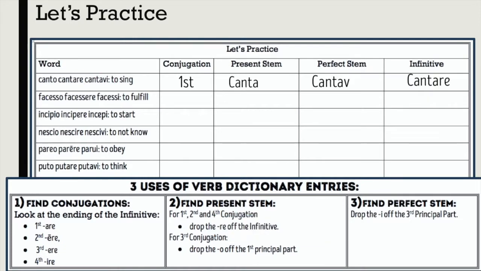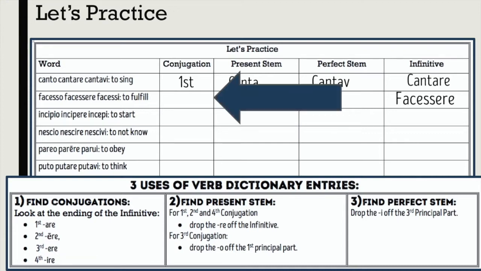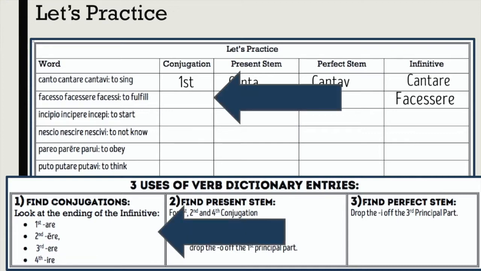All right, let's go down to our next one. Again, we're going to start with the infinitive. We're just going to copy down the second principal part into the infinitive box, and we get facere exactly letter by letter, because we need to know that the second principal part is the infinitive. Then the next thing we're going to do is find the conjugation. Again, to find conjugations, we look at the ending of that infinitive, and we see that it is an ERE, which makes it third.